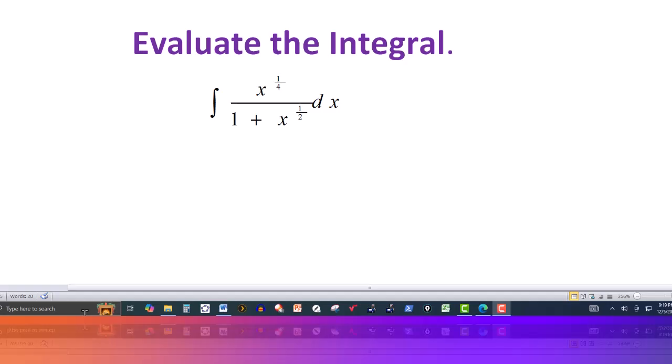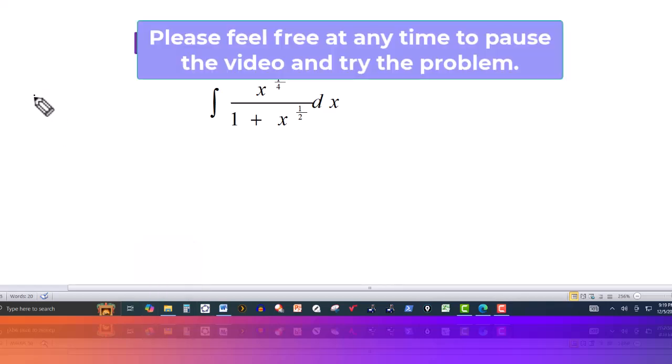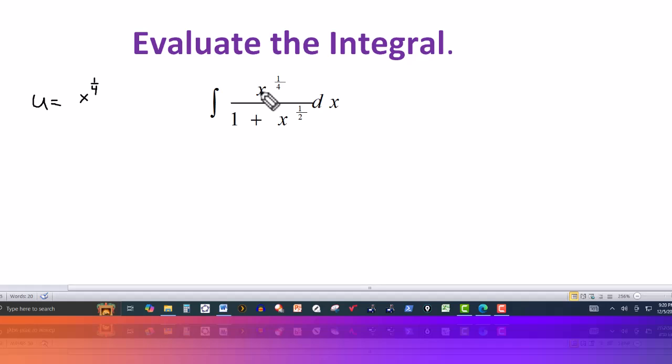In this video we have the integral of x to the 1/4 over 1 plus x to the 1/2. And I'm going to try a u-substitution for this one. This is my go-to method here. I'm going to let u equal x to the 1/4. So I want to convert this integral into one involving the variable u. So I'm going to need a representation for x to the 1/4, for x to the 1/2, and for the dx.